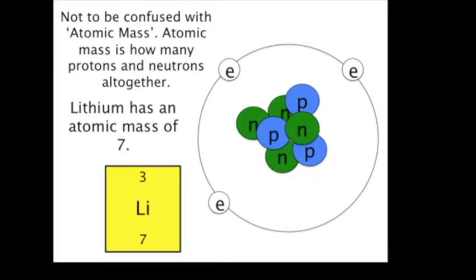Atomic mass is how many protons and neutrons all together. So electrons hardly weigh anything. So the atomic mass is kind of how much the atom weighs. So lithium has got an atomic mass of 7, and you quite often see another number on the bottom of your symbols in the periodic tables. We're not really going to talk about that today. The number at the bottom is like atomic mass. It's like an average amount of how many protons and neutrons it's got, but I think we've got enough to deal with today.